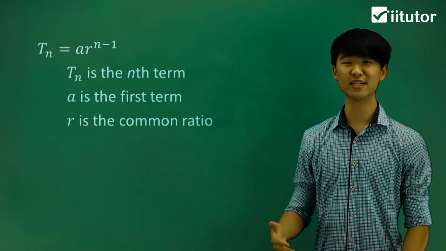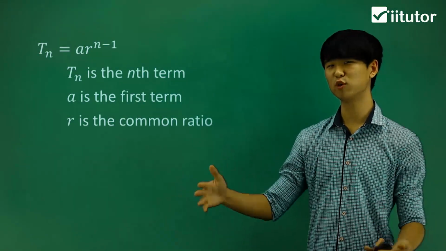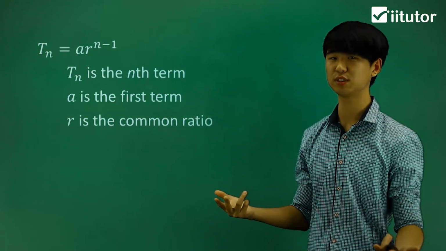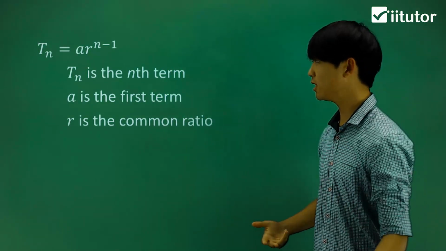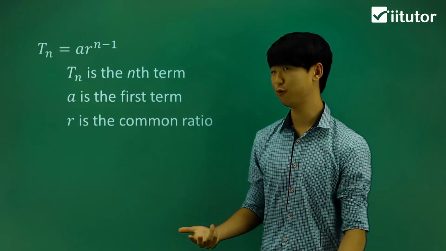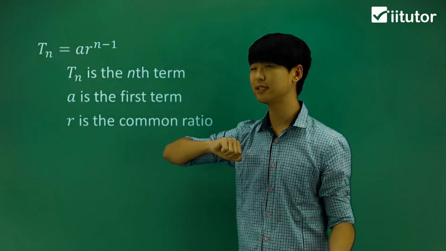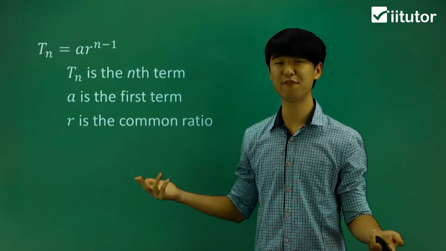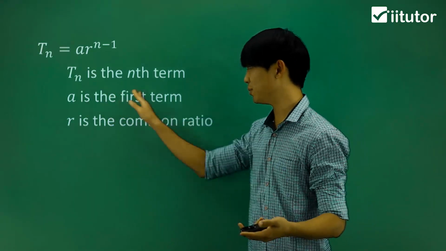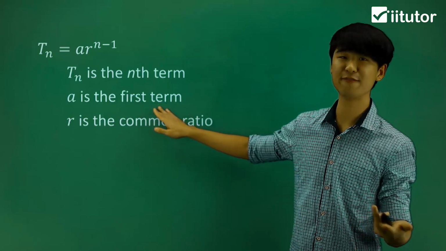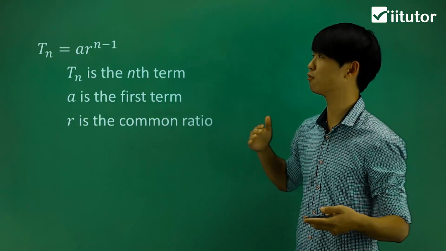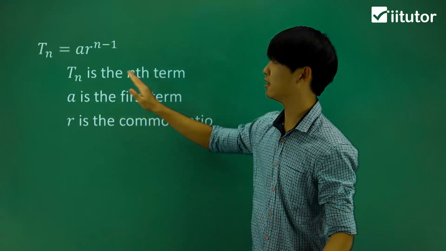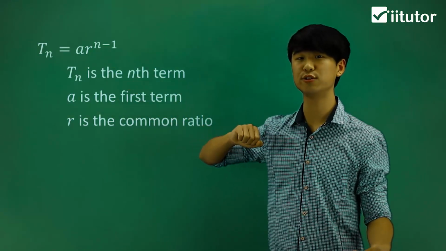We're going to be looking at some geometric sequences, and more specifically we're going to be looking at the terms of my geometric sequence. So before we start, let's try and recall what my term formula is. If I have Tn is equal to a multiplied by r to the power of n minus 1, Tn is going to be my nth term, a is going to be my first term, and r is going to be the common ratio.